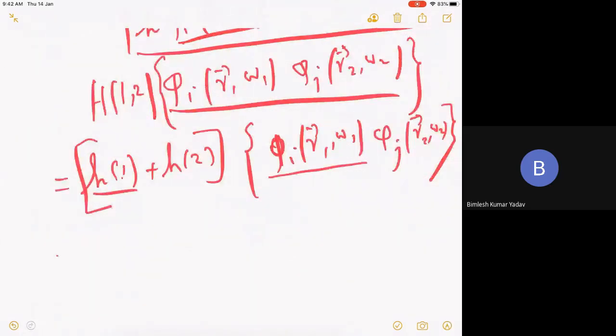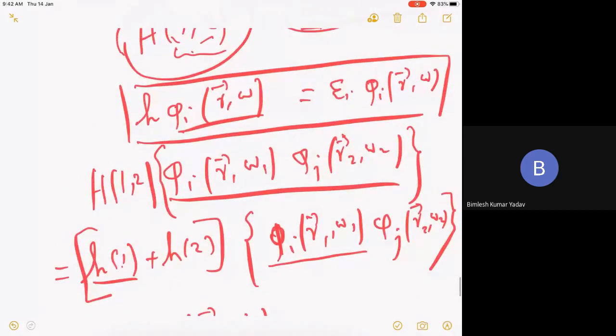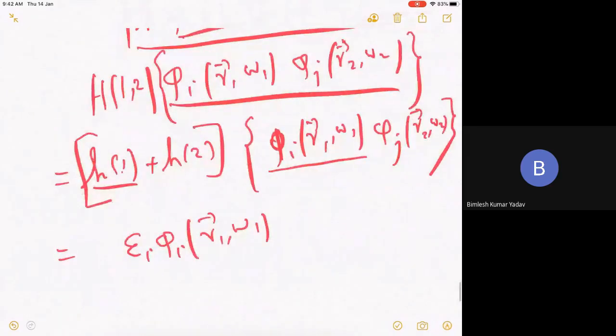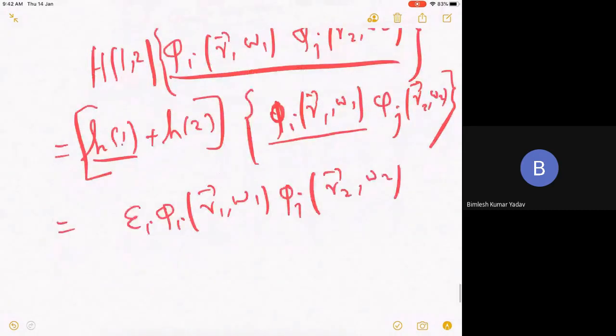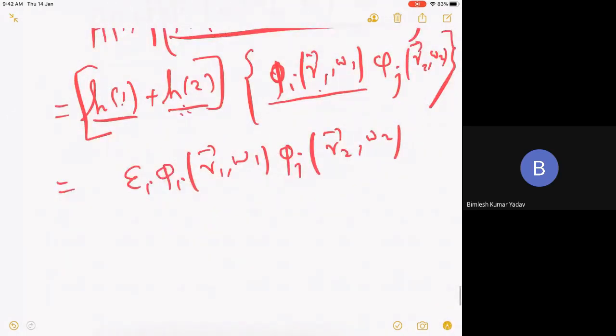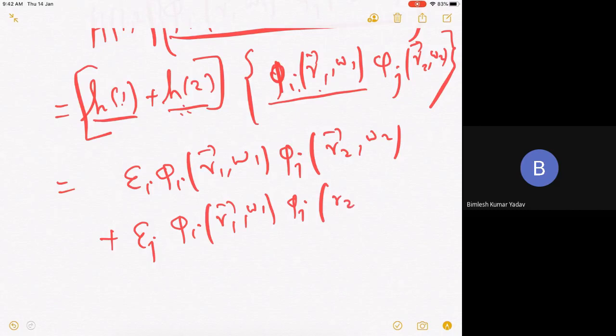So then this would become epsilon_i phi_i(r1, omega1), because I'm now using that this is an eigenfunction of h(1). It is a general thing, I have not written the (1,2). So epsilon_i phi_i(r1, omega1), and this will now become a constant, phi_j(r2, omega2). I hope all of you can see the point. The next will be h2. By the same logic, h2 will not act on phi_i, but h2 will act on phi_j. And h2 acting on phi_j will give you epsilon_j. So this will now become plus epsilon_j, with phi_i becoming a constant. So I will write that first now, and phi_j(r2, omega2).